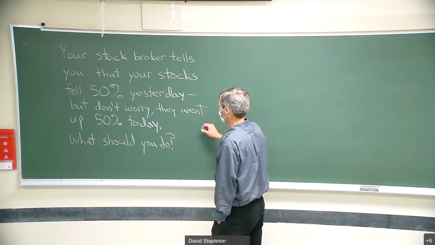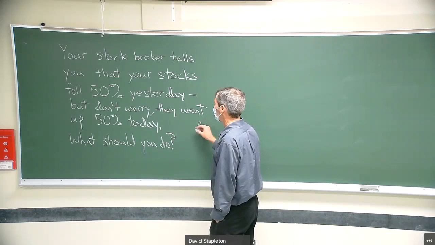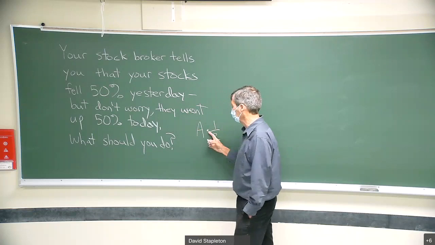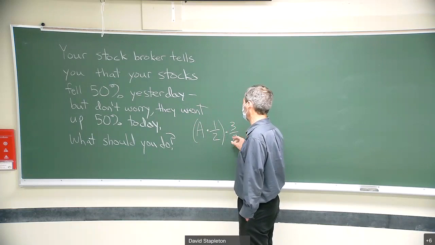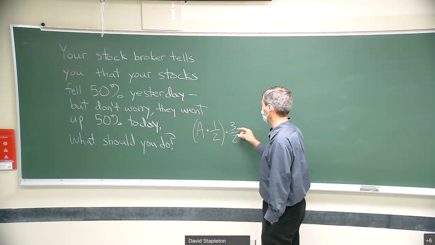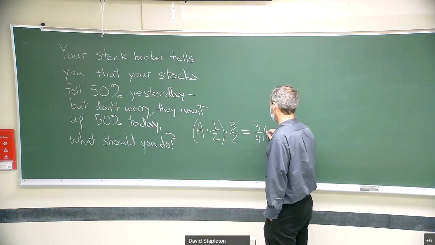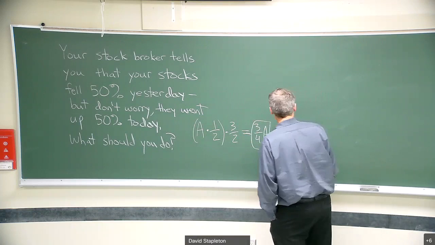What you have is an amount A, and if it goes down 50%, you've got 1/2 of that, right? But now if it goes up 50%, you get 3/2 of what you had. And so now what you've got is 3/2 times 1/2, or 3/4 of the money you started with. You just lost 25% of your money. You should worry, right? Fire the stockbroker.